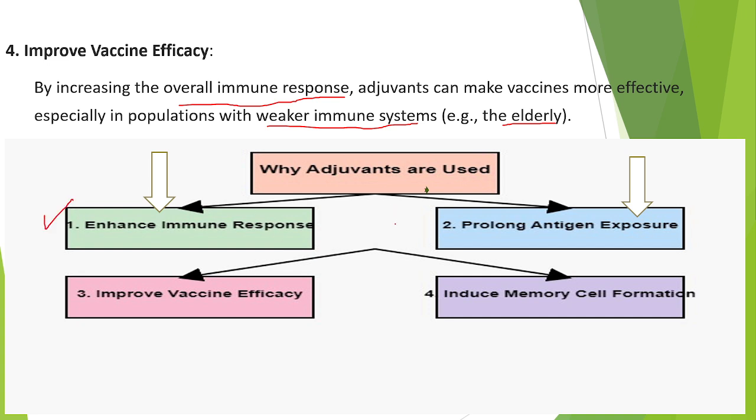They also prolong antigen exposure and improve vaccine efficiency. The efficiency of the vaccine is improved by the adjuvants, and lastly, they induce memory cell formation. So examples of these adjuvants are aluminium salts and MF59.